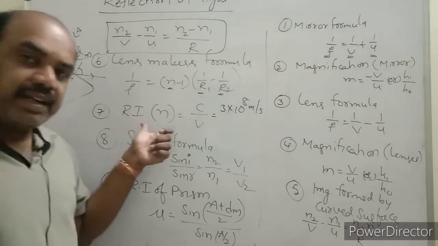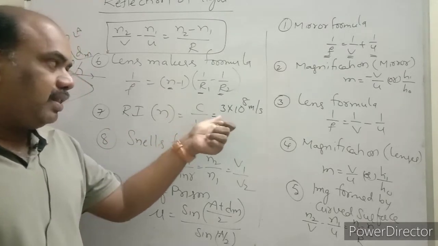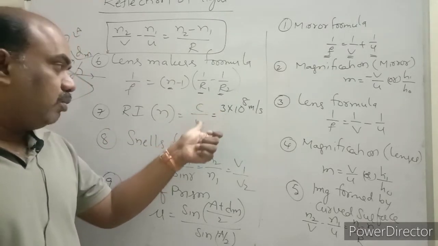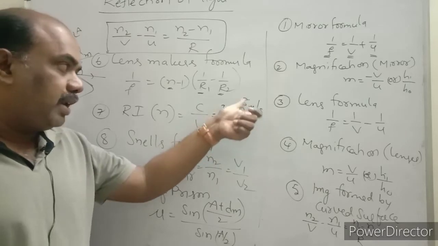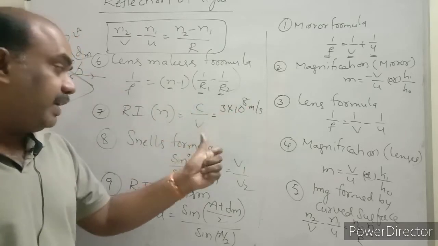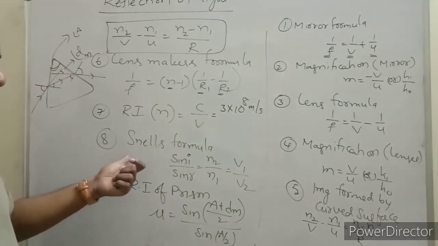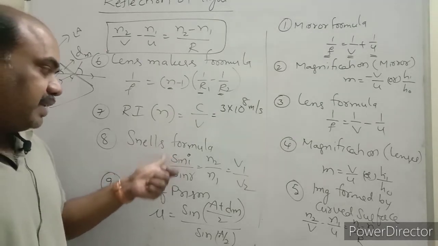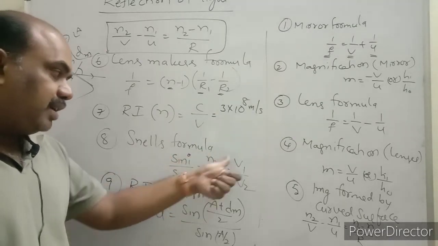Number 7, refractive index. Refractive index n is equal to c by v, speed of light in vacuum by speed of light in medium. Speed of light in vacuum is 3 into 10 power 8. It varies, depends on the medium. Next, Snell's formula. Sin i by sin r is equal to n2 by n1, that is equal to v1 by v2.